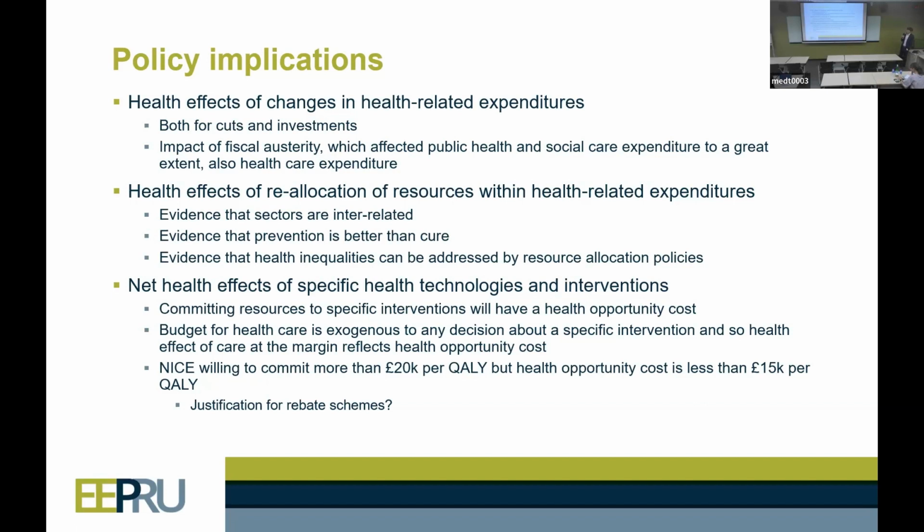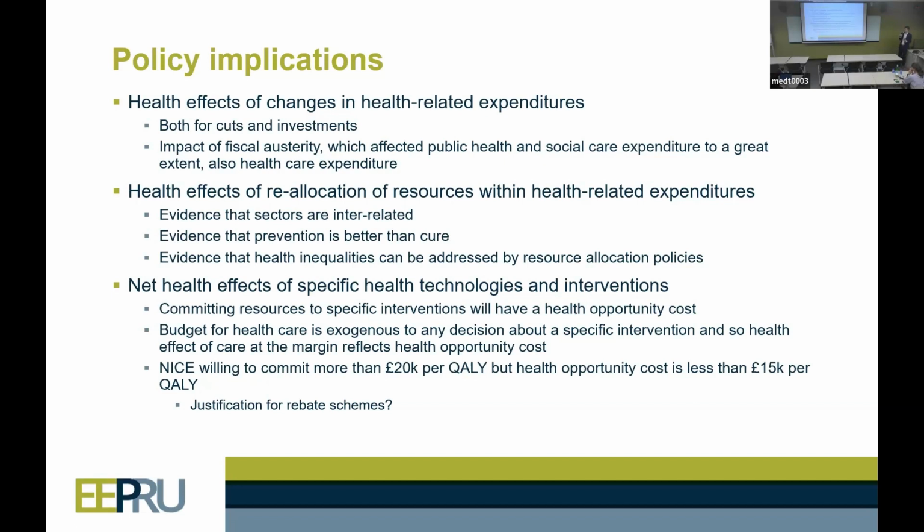And then finally, coming back to the topic of Jessica's presentation, we can also use this evidence to inform what the net health effects will be of specific health technologies and interventions. Because when we commit resources to specific interventions, we take money away from the budget that could otherwise have been used for other things. So using this evidence of the health effect of care at the margin as a form of reflection of health opportunity costs can be really important.